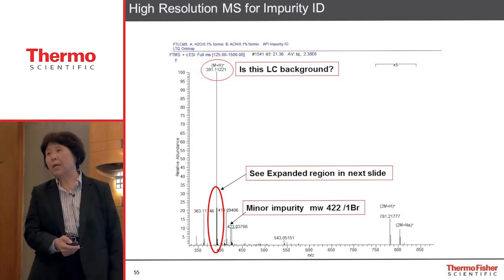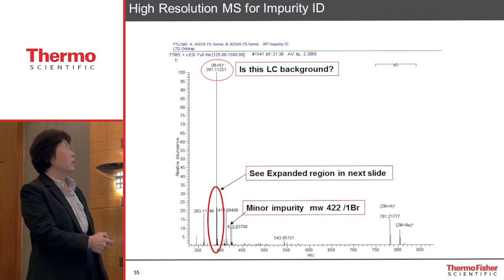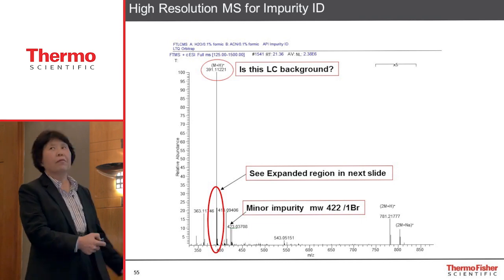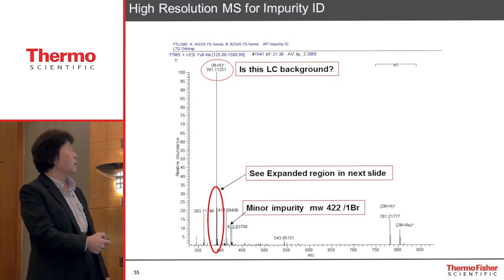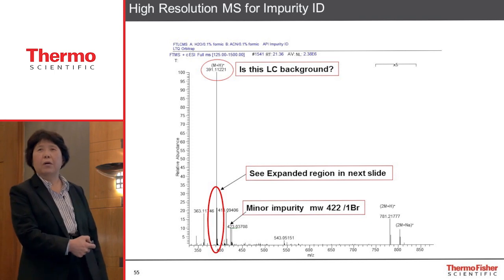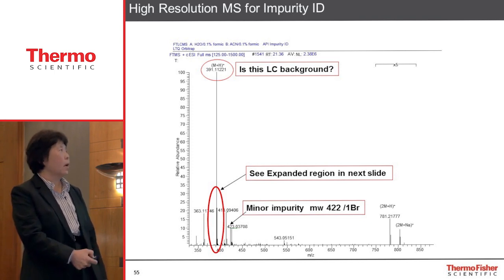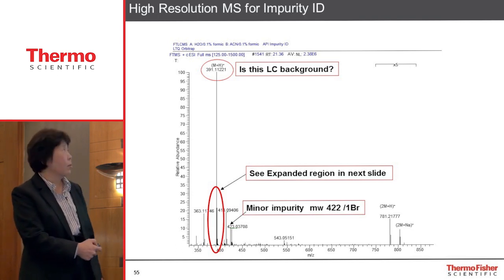Only high-resolution mass spec can tell. So this is actually the real problem I had when I worked at Roche Palo Alto. Right away I thought, oh yeah, this is the valley, the common LC background. Look at this dimer, look at this associated. But right away I said, oh, wait a minute, the mass doesn't match.